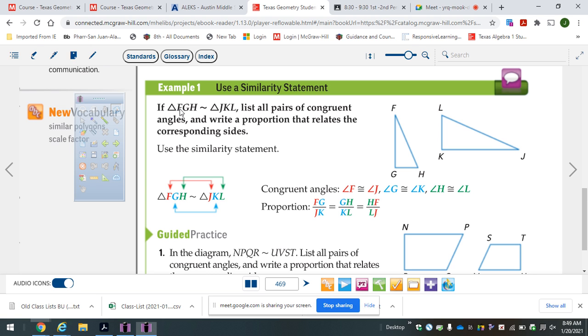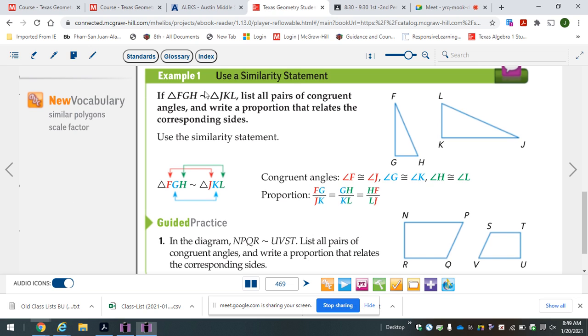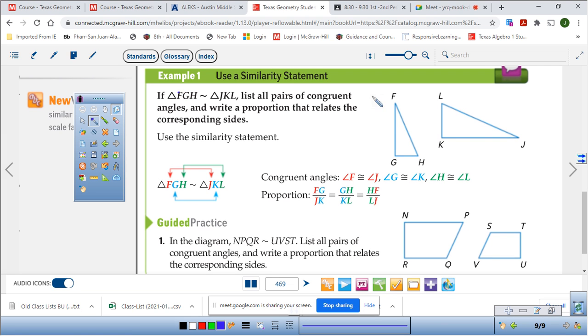So F corresponds to which one? To J. So let me move that up, get more space, and then let me label this. F, this one right here, corresponds to J. G corresponds to K. And then H goes with L. Okay, so there it is. Pretty easy, not too bad.